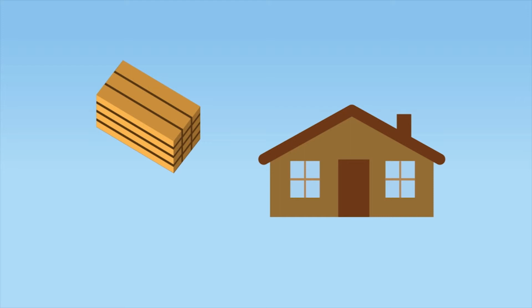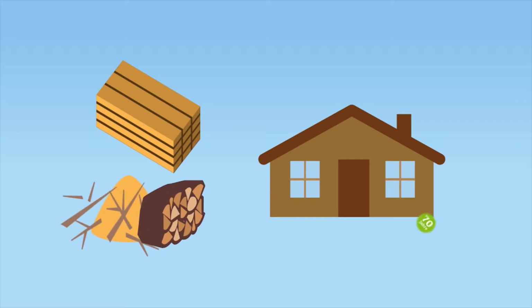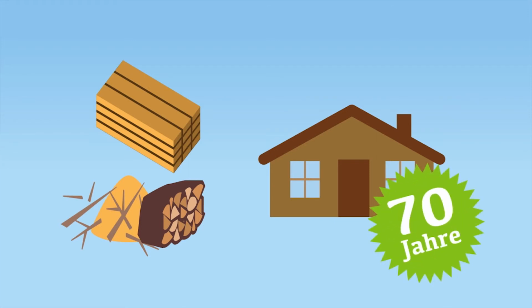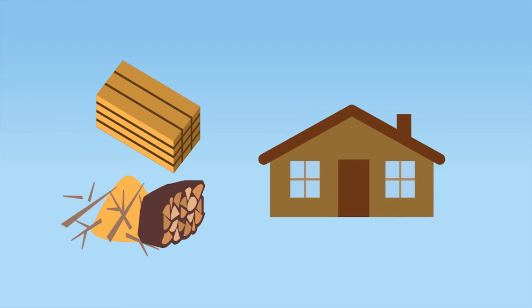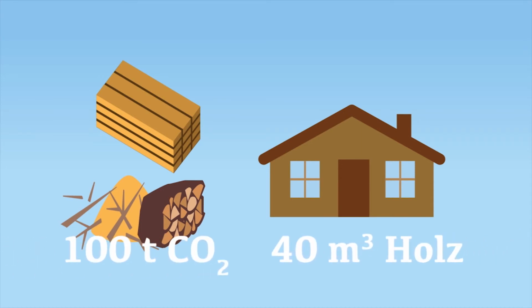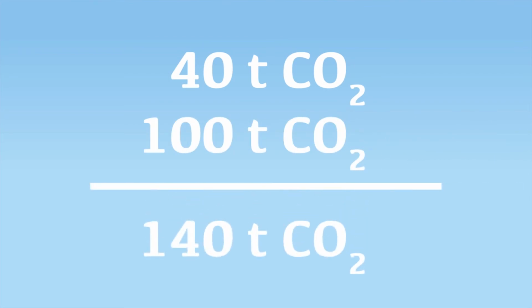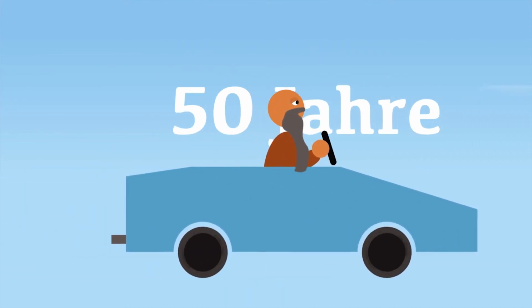The CO2 savings are significant, as is made very clear in the example of a modern wooden house. Construction of this wooden house generates enough byproducts to heat the house for 70 years. If 40 cubic meters of wood are used in construction, burning the byproducts generated will save 100 tons of CO2 compared to oil. Another 40 tons of CO2 are stored in the wooden structure. In this way, the wooden house will save more than 140 tons of CO2 from being released into the atmosphere. This amount roughly equals 50 years of driving a car.